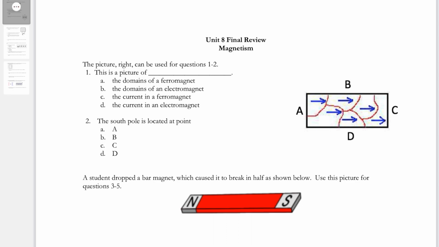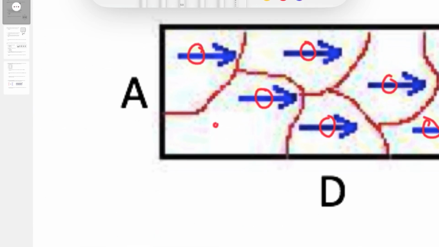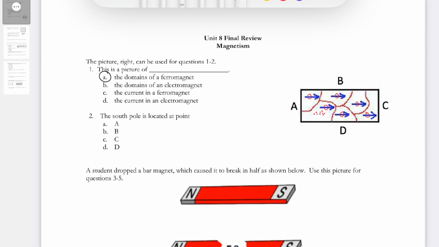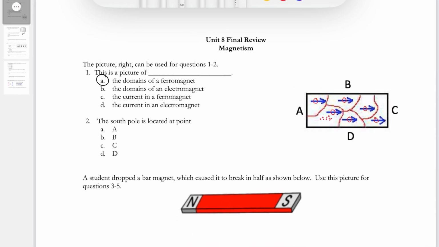Question one is a picture of the domains in a ferromagnet. Domains are these little tiny sections of ferromagnets in which electrons are spinning, and those spins all happen to line up. Even if I zoomed in farther on each domain, I'd have little spinning electrons that are aligned with each other, and we call these things domains. So there's not really currents per se, but there are moving electrons.